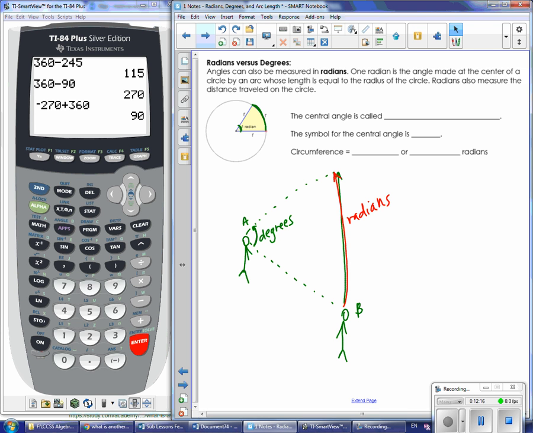So the central angle, that would be this thing here. We usually use a Greek symbol theta to describe it. Sometimes that's called the interior angle in a circle. The symbol that we use is this Greek symbol. It looks like an O with a line straight through it, and it's called theta. The circumference of a circle, we could say, is 2 pi r, or we can simply say it's 2 pi radians, because the radians are going to correspond to the circumference of a circle.